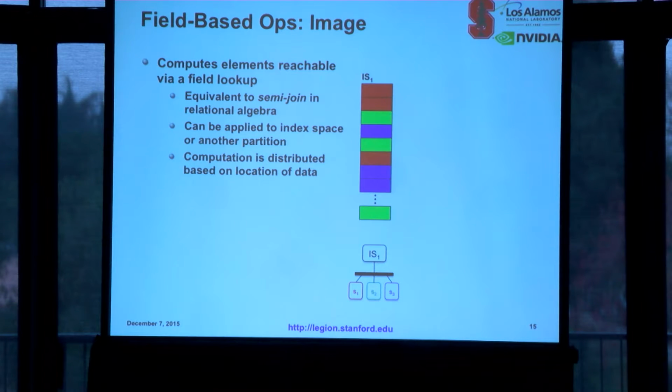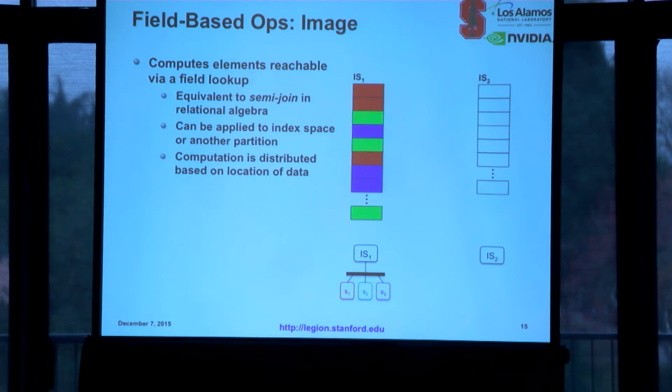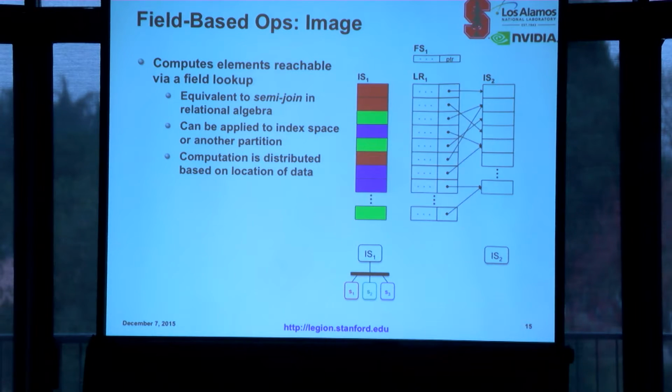So here's an example. This is a partition I computed on the previous slide of my IS1. And now I have a second index space, IS2, which is some other arbitrary index space. And I have a region using index space 1 that has a field in it, and the type of that field is pointers into index space 2. So think of this as nodes and edges, or particles and cells, or whatever you want. Basically, any arbitrary or irregular data structure.